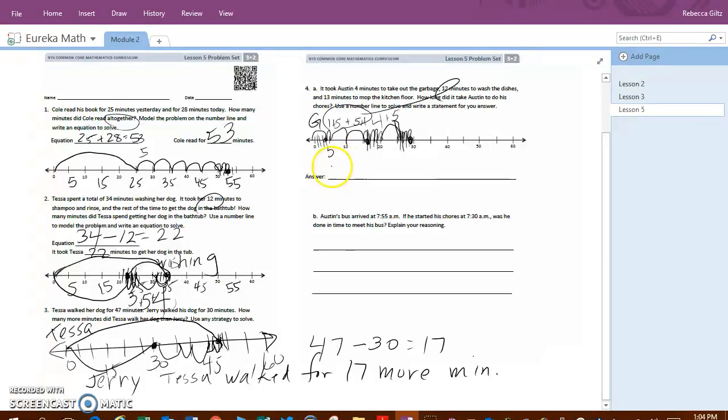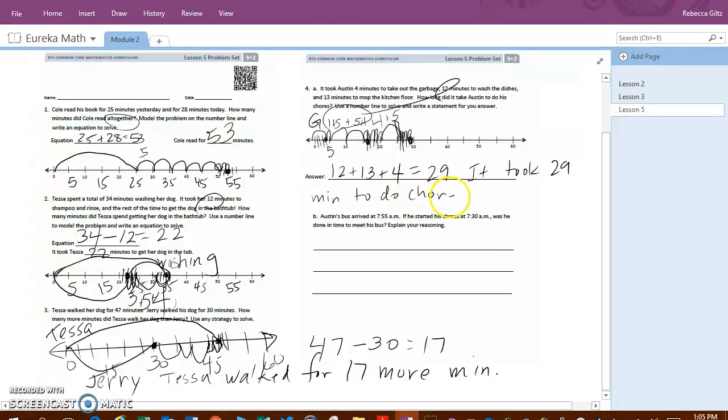Let's write a number sentence. 12 plus 13, I forgot the 4. That's the total. Hopefully that's 29, because that's what my number sentence says. So 12 and 13, that's 25 plus 4, 29 minutes. Okay, I need to write a statement. It took 29 minutes to do chores.